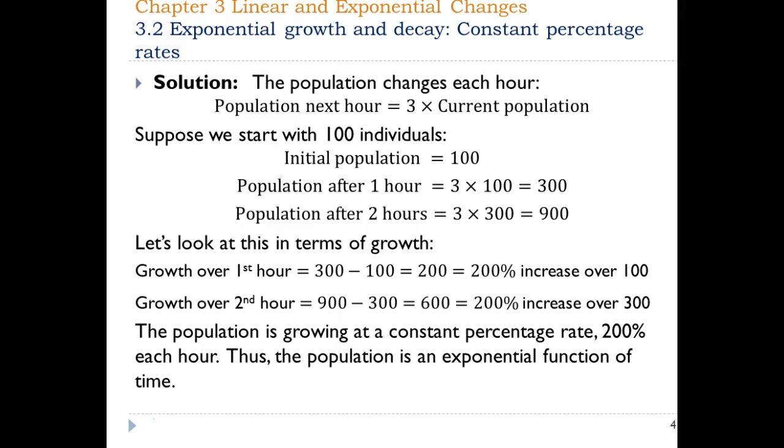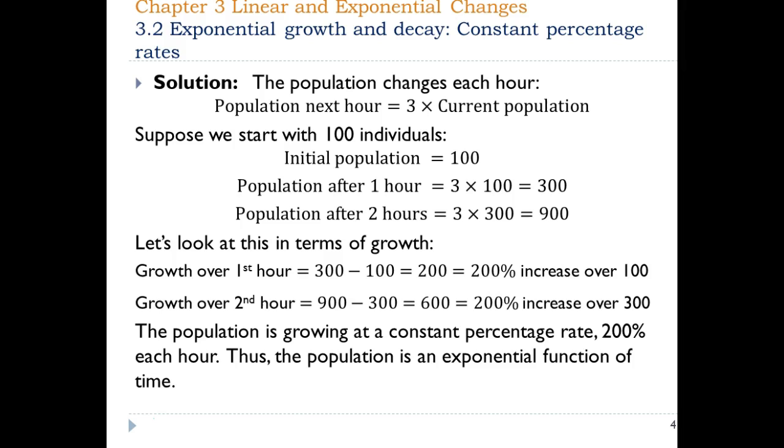Solution. The population changes each hour. The population next hour is equal to 3 times the current population. So if we start with 100 individuals, the initial population is 100. And the population after 1 hour is 3 times the initial population, which is 300.